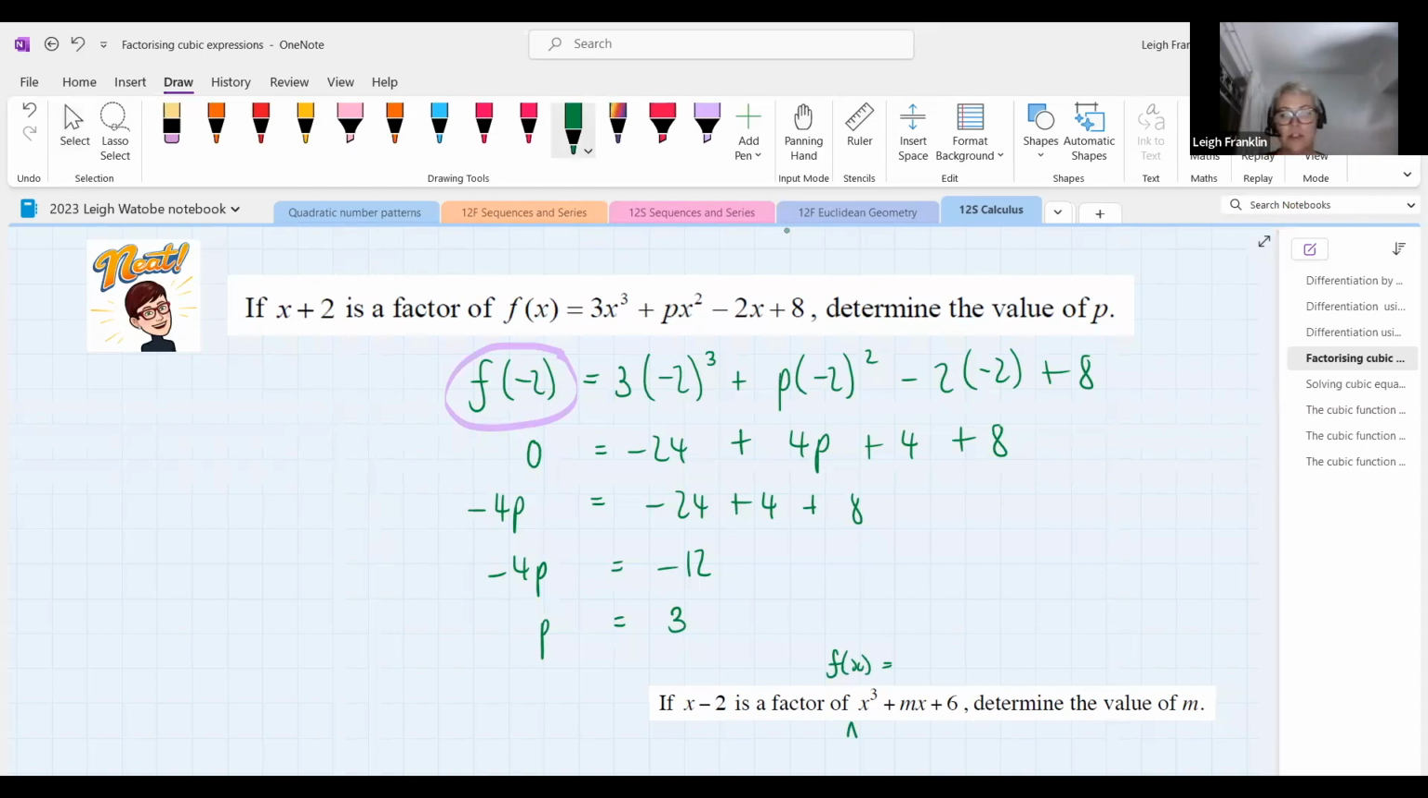Kamogelo, do you want to ask a question? Ma'am, how is it marked and how many marks does it normally carry? Okay, so something like this, there would have to be a mark for making it equal to 0, because then you understand that it's a factor. There has to be a mark for subbing in, and then there would be a mark for your answer.